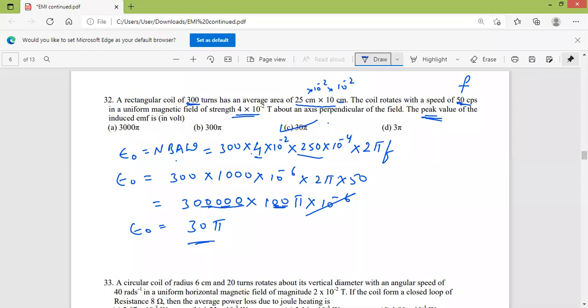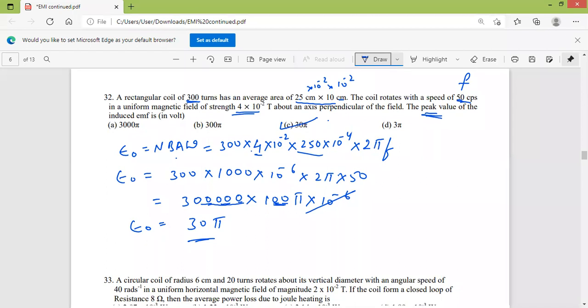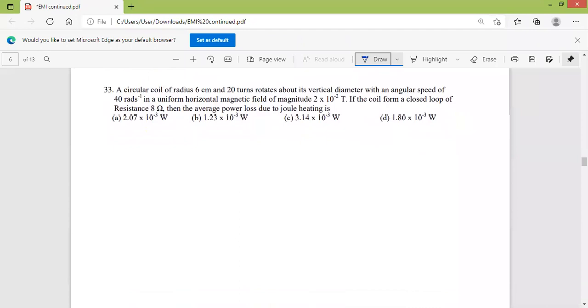Next one. 33. A circular coil of radius 6 centimeter and 20 turns rotates about its vertical diameter with an angular speed of 40 radian per second. Omega is given, radius is given, N is given. This is N, this is radius, and this is omega. And there is a uniform horizontal magnetic field B of 2 into 10 power minus 2 Tesla.